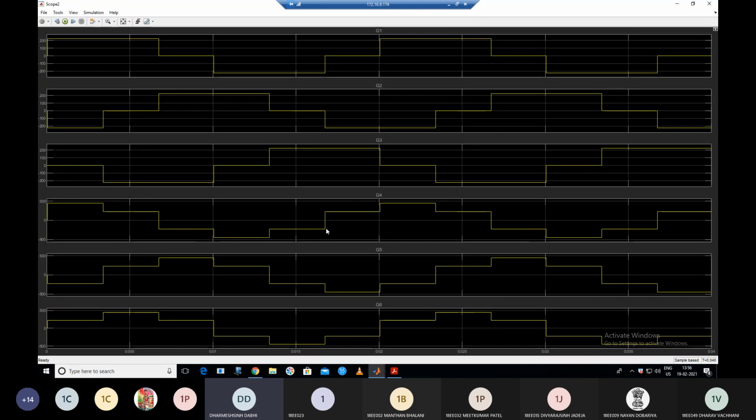So what is the observation if you compare the phase voltage and line voltage of 120 and 180 degree modes? In the 180 degree mode, we get the 6-step waveform in the phase voltages, whereas in the 120 degree mode, you get the 6-step waveform in the line voltages, if you observe this waveform.